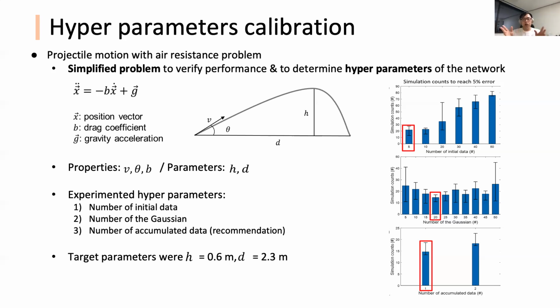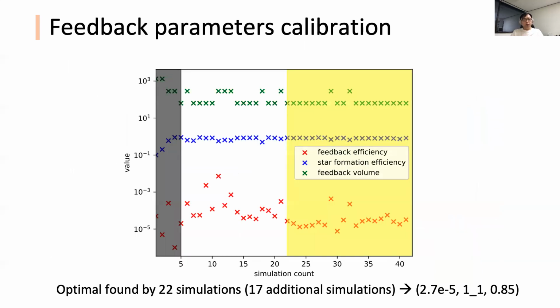The last parameter is the number of additional data that we give to the machine. We limit it to 1 and 2 because we want to mimic the actual situation of running a simulation, where the additional data that you are giving to the machine would be restricted by the computational resources that you have. We found that 1 is the best performing. Using this machine with these hyperparameters, we apply it to the feedback calibration, and we found the optimal within 22 simulations.